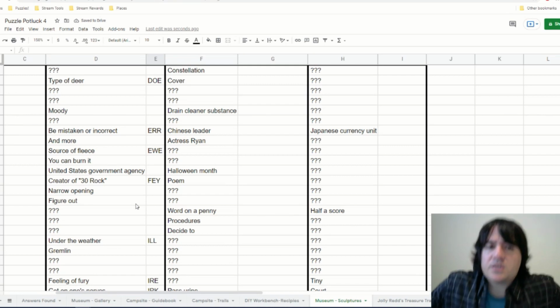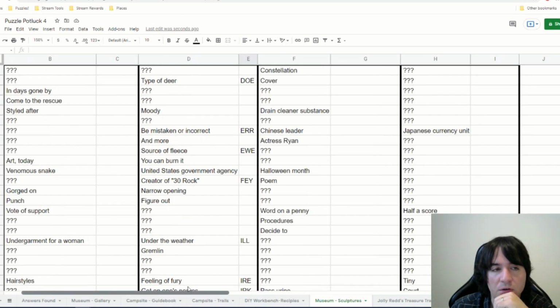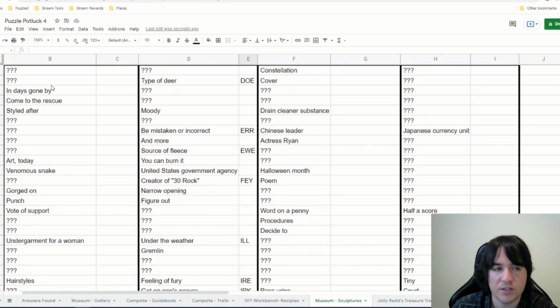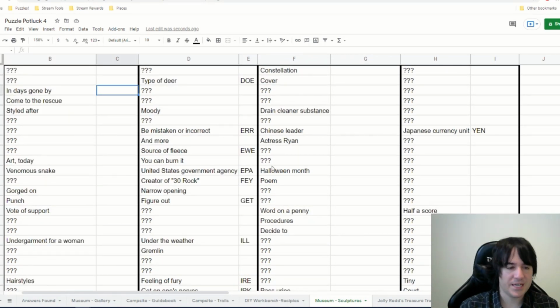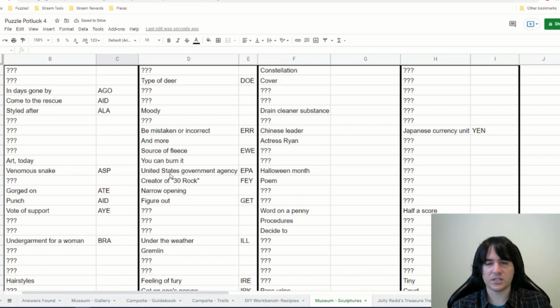Okay, so maybe all of the columns are ordered alphabetically, because this just seems to go from D to K. So is everything over here from like A to C? Just see what's going on over here. In days gone by is probably a go. Come to the rescue is aid. Styled after is Allah. So yeah, it looks like these columns are just completely alphabetized, which is scary and interesting.